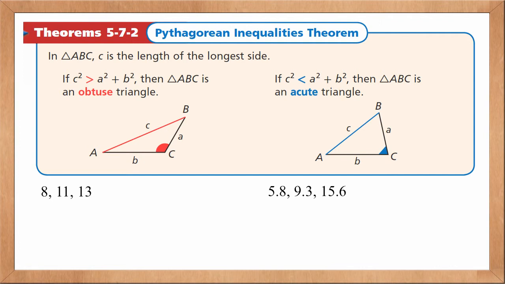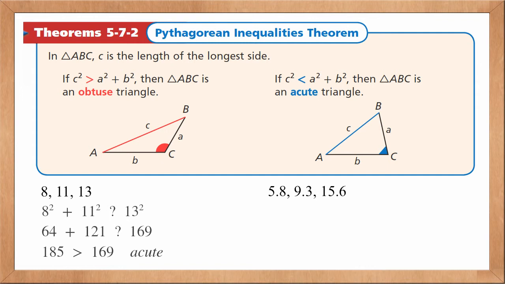Right triangle. Well, 8 squared plus 11 squared, I put down a question mark because I don't know the relationship yet. I don't know if it's equal, I don't know if it's less than or greater than. But I do know that 13 squared is 169. When I add 64 and 121, I get 185. And so that is greater than 169. Now 13 was the longest side of the triangle.